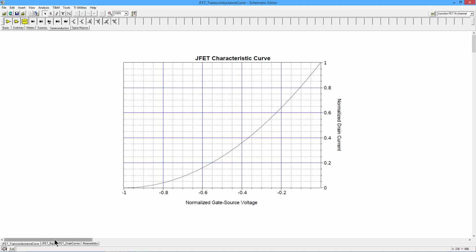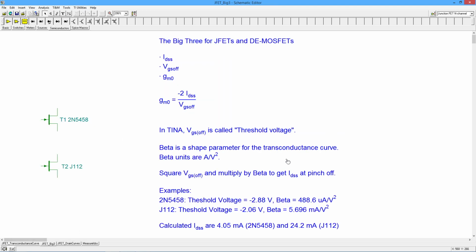All right, so that's what the beta parameter basically tells you. It has units of amps per volt squared. So the bigger this number is, the faster the change. So what you do to find your IDSS is you simply square the total voltage change, which is VGS off, right? It's from 0 down to VGS off. So you square that voltage, you multiply it by the beta parameter, and what you'll get is the IDSS at pinch off.